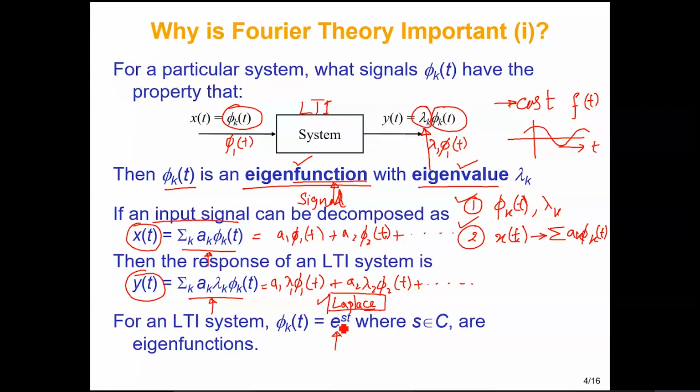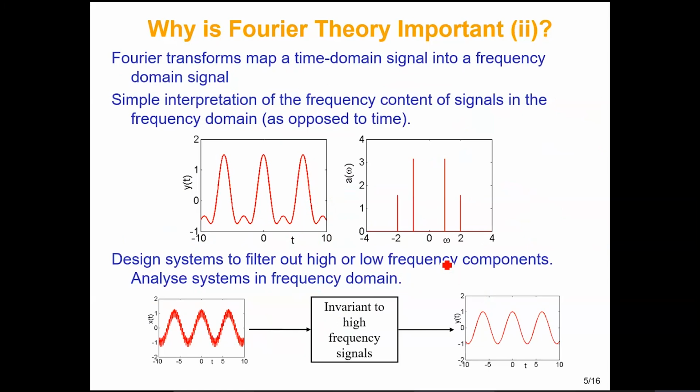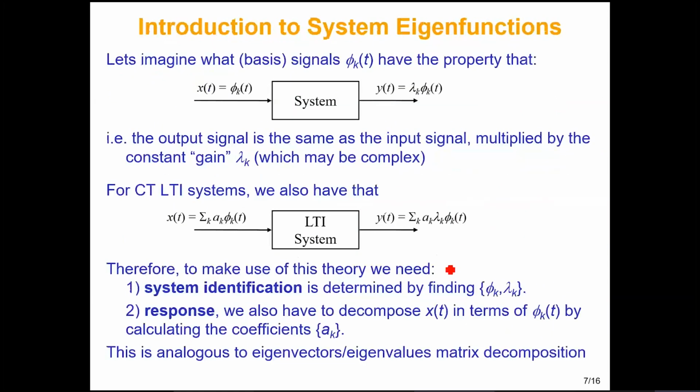He showed that e raised to the power of st is an eigenfunction. So we will first prove that yes, it is an eigenfunction. And to prove that, we have to show that if we give that e raised to the power of st as an input, the output should be the same e raised to the power of st multiplied by something. And that something would end up becoming the eigenvalue. Okay, so let's see what we have next. I will come back to this Fourier theory in a few moments.